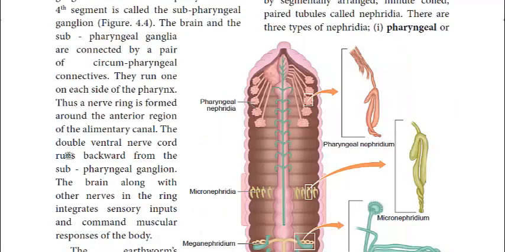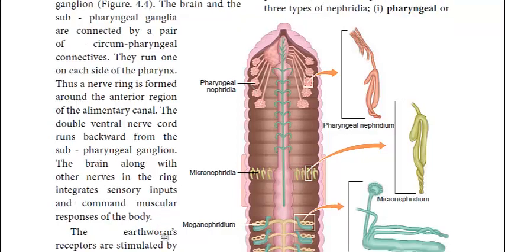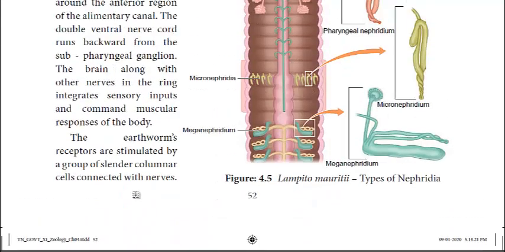So thus the double ventral nerve cord runs backward from the subpharyngeal ganglion. The brain along with the other nerves in the ring integrates sensory inputs and commands muscular responses of the body. The earthworm receptors are stimulated by groups of slender columnar cells connected with the nerves.